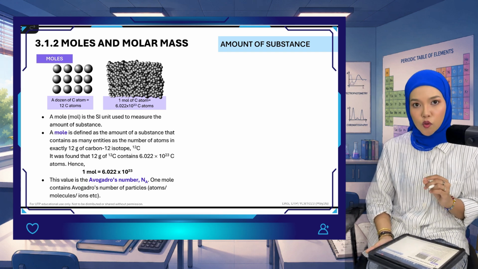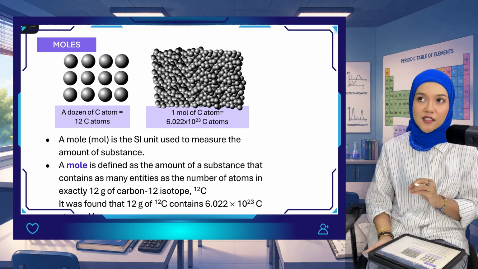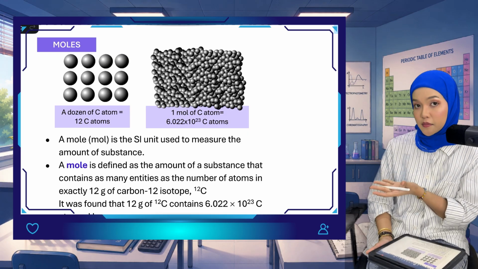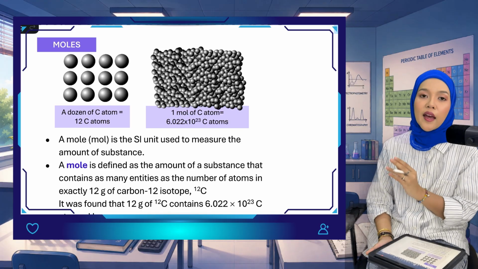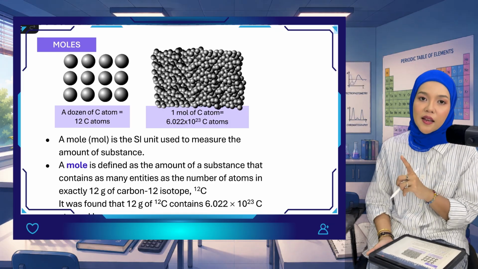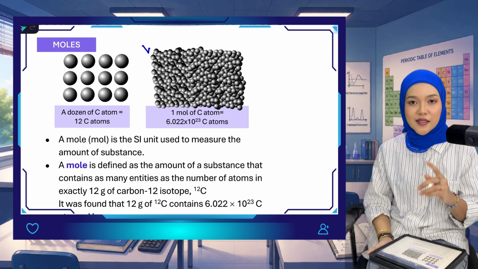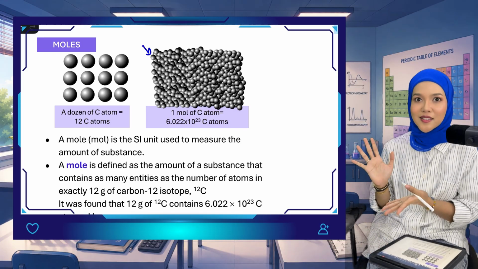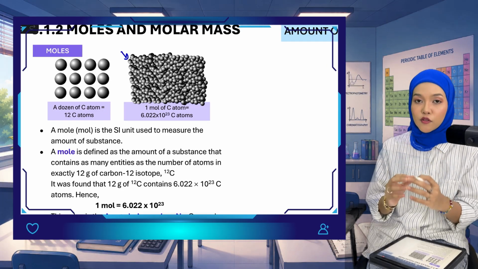So what is a mole? I hope you know by now. A mole is actually just like a dozen. If I say that I have 1 dozen of carbon atoms, what do I mean? I have 12 carbon atoms. If I say I have a pair of carbon atoms, I have 2 carbon atoms, right? But when I say I have 1 mole of carbon atoms, what does it mean? It means that I have 6.02 × 10^23 carbon atoms. And that's a lot, right? So this number is what we call Avogadro's number.